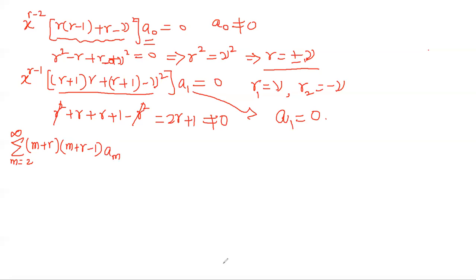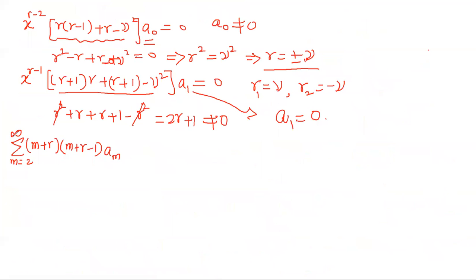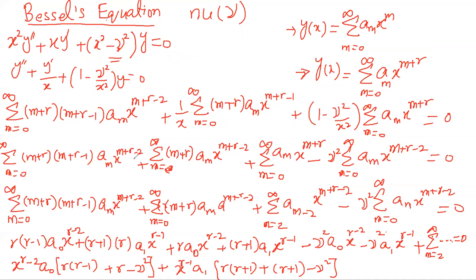This will come from here. The only thing is that m will now start from 2. And then similarly we will write it like this. All these summations are from m is equal to 2 to infinity. The next one will be m plus r am, then the next one will be am minus 2, and then the next one will be minus nu square am. There will be only 4 terms because originally there were four summation points.